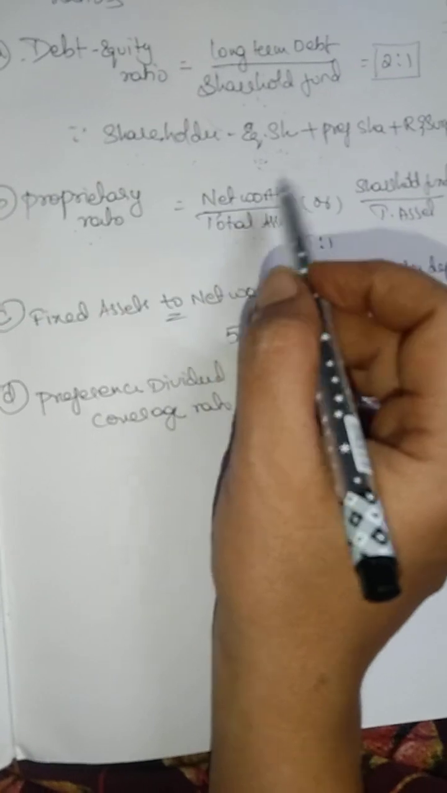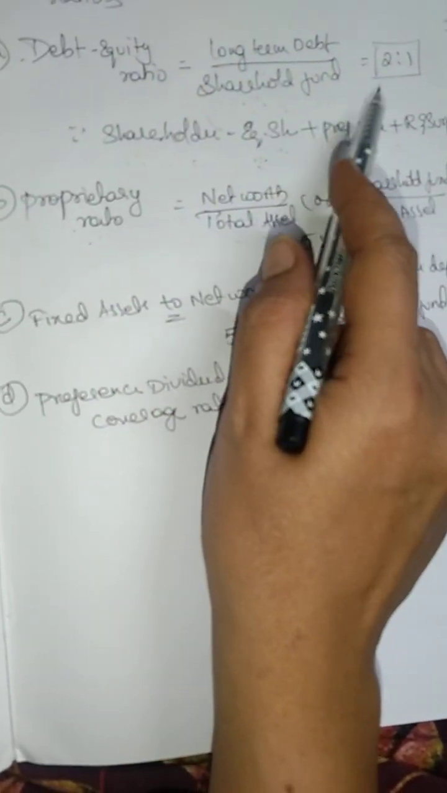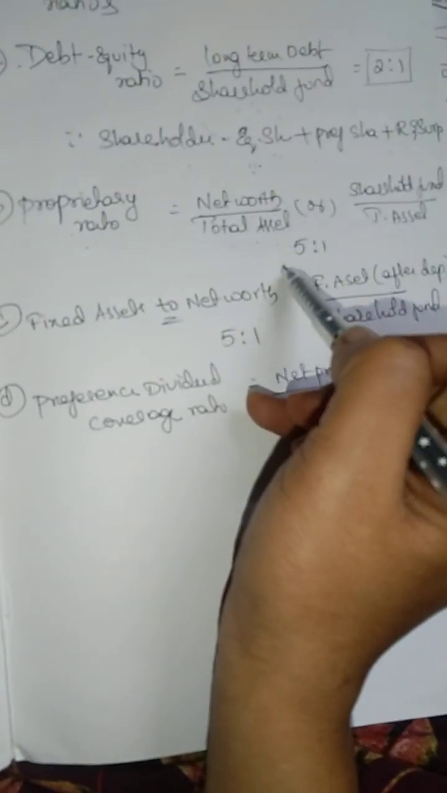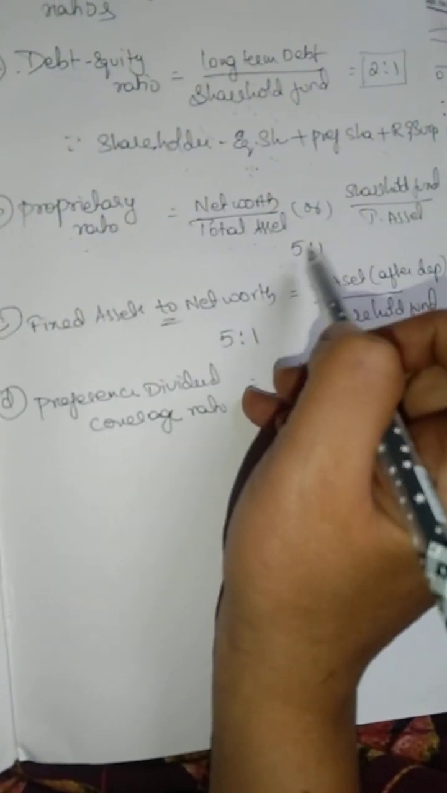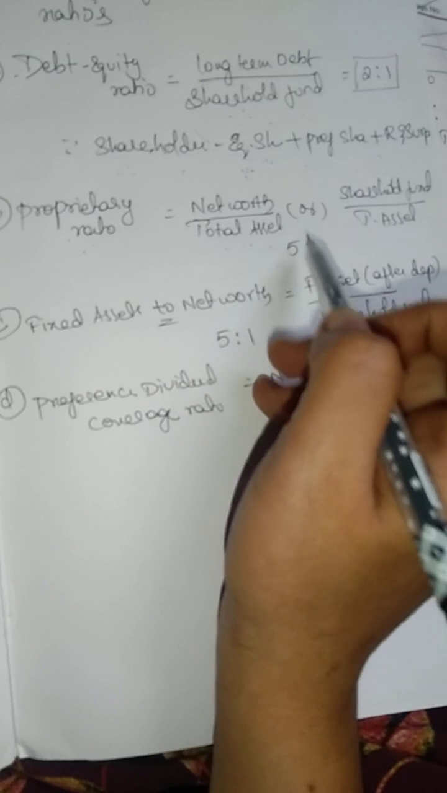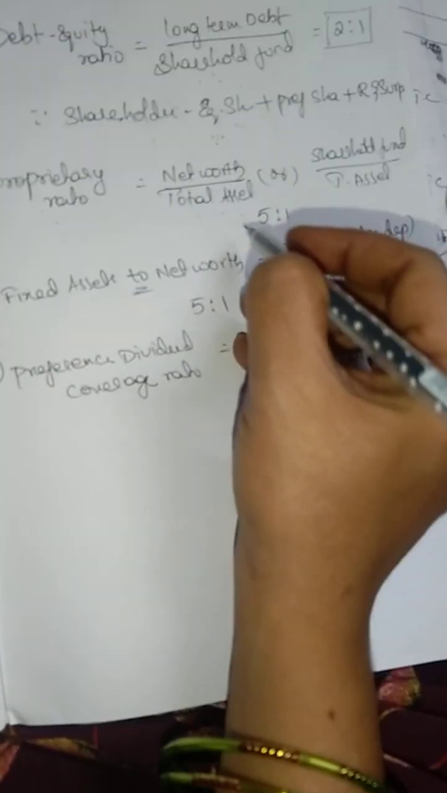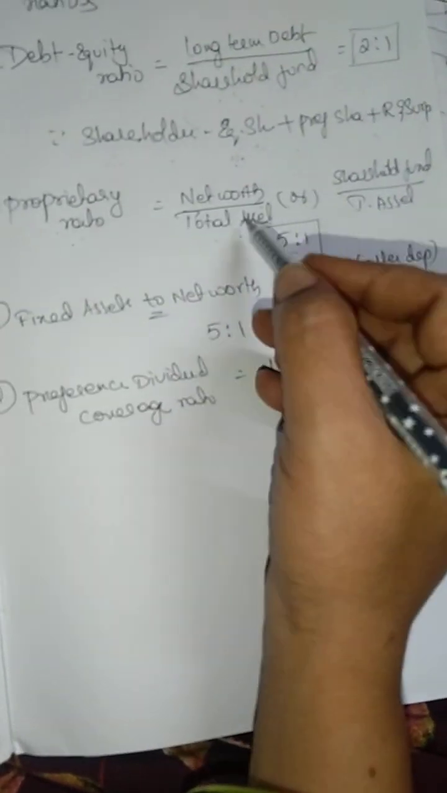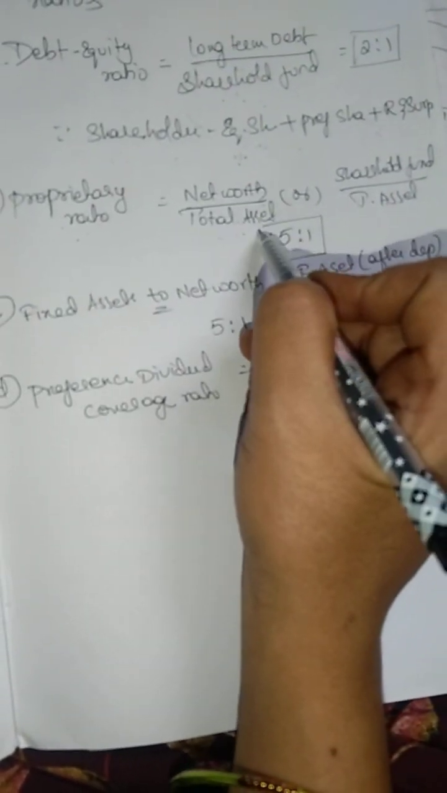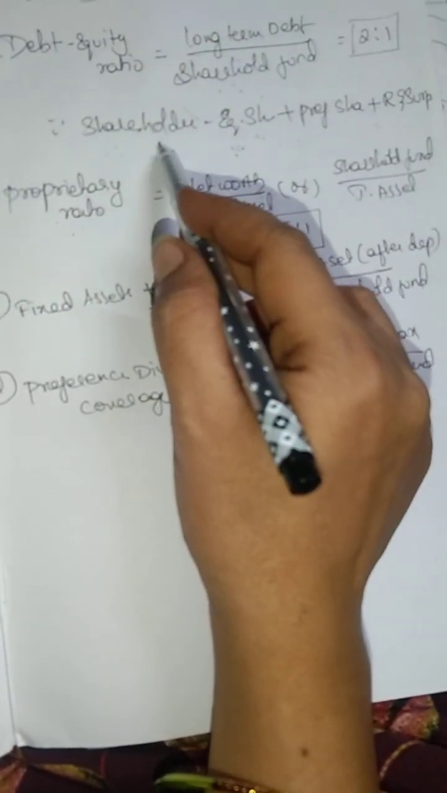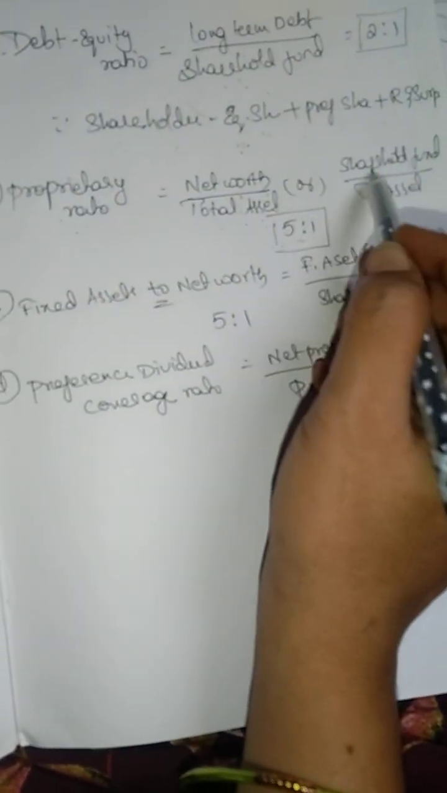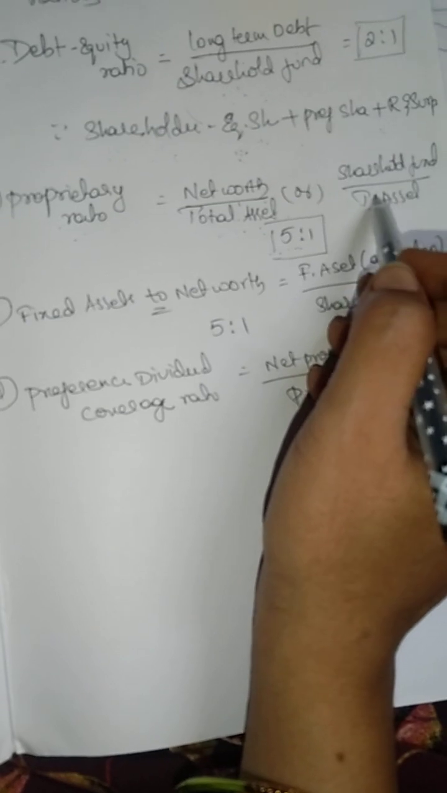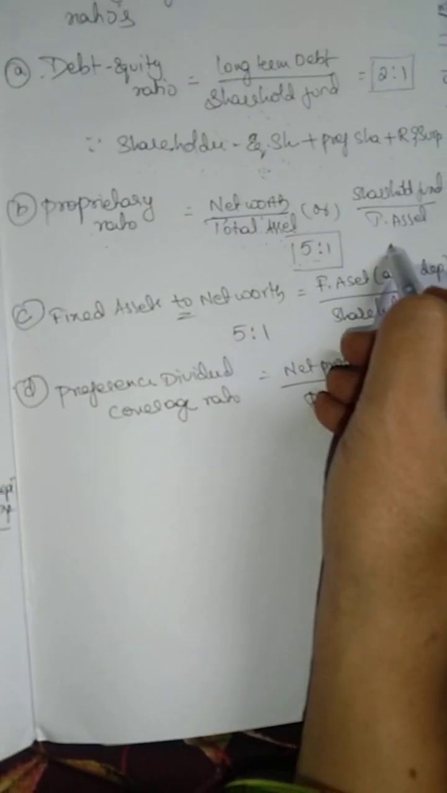So here net worth, the long term part, is on the top and it should be more. Equally, my long term liability or whatever the share part is, that should be more. So here the ideal ratio we assume is 5 times more. So net worth divided by total assets. Net worth is nothing but the shareholders fund, that is the reason I have written shareholders fund divided by total assets.